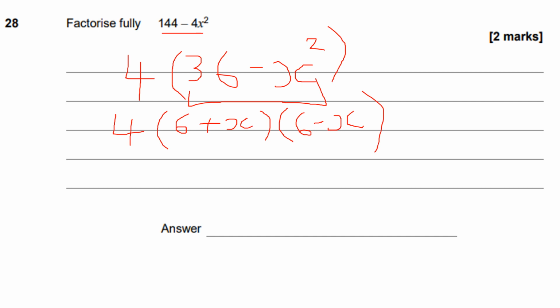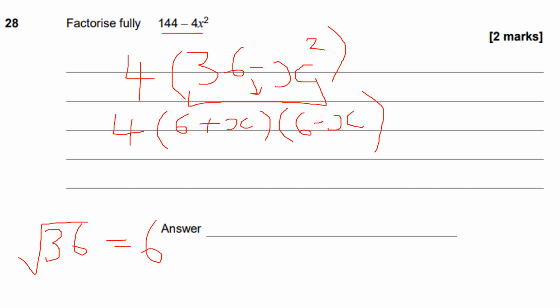So 36 here is what I call a square number, because I can write that as 6 squared, which will make it a bit more obvious, and then from there to there, that will make a lot more sense, okay? But the first step here is to factor out the 4, and then recognize that 36 is a square number, okay? The square root of 36 is 6, guys, okay? So your final answer is 4 lots of 6 plus x times 6 minus x. Okay, and that's my answer for that question.